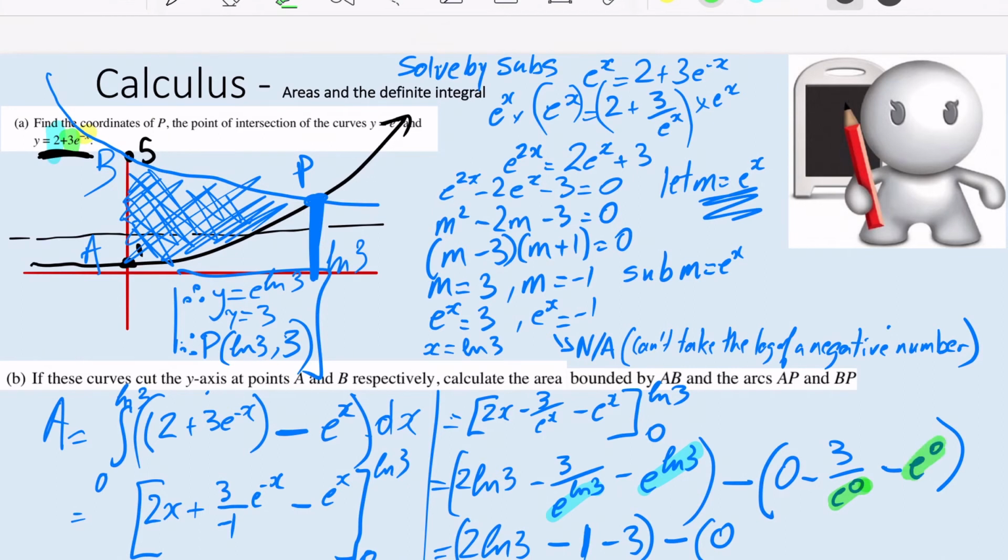e to the power of 0 is 1. So 3 over 1 is 3. And then minus 1. Okay. Now, 2 log of 3 is the log of 9, so just moving it as a power. Here I'm going to get negative 4. And then here I'm going to get negative 4 as well. 2 negatives will give you a plus. So log of 9 minus 4 plus 4 leaves you with the log of 9 units squared. That's your final answer. So a really, really nice little question there.